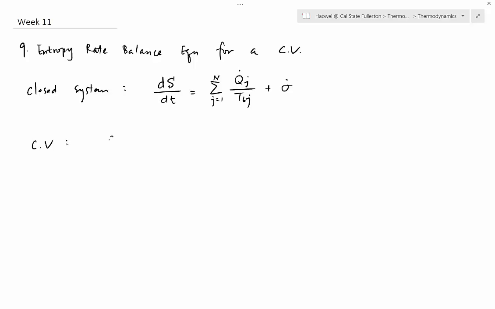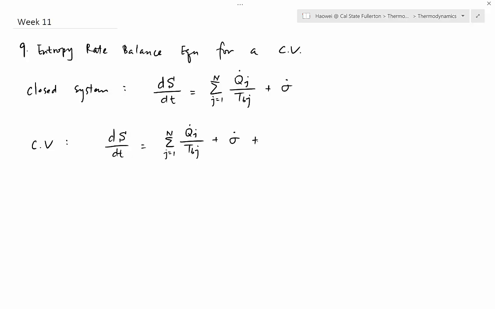The left-hand side will still be the same, derivative capital S over dt. And in the right-hand side, we will still have heat transfer, sigma j from 1 to n q dot j over tbj plus sigma dot. And in addition to the two terms in the right-hand side, we will have two more terms.